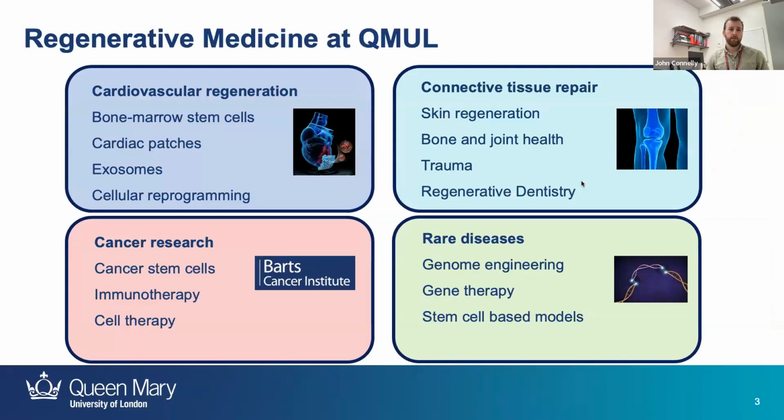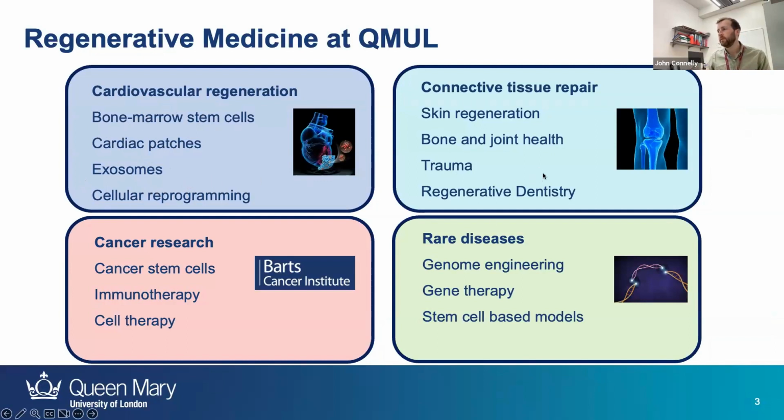And so then we think about regenerative medicine research that's going on at Queen Mary. It is very diverse and covers a lot of different topics, and I've highlighted here just a few of those. So we have some major programs in cardiovascular regeneration. This uses things such as stem cells derived from bone marrow, engineered cardiac patches, the use of exosomes as a therapeutic, and reprogramming of cells for therapeutics.